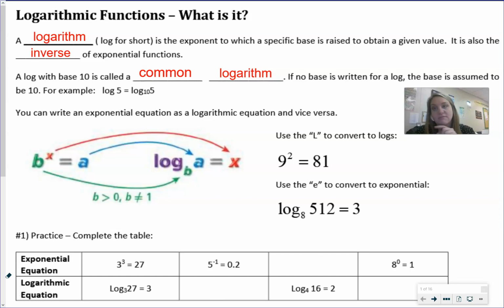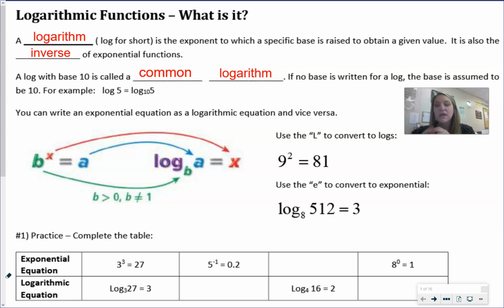Okay, so got some fill in the blank and some vocab for you. So what is a logarithm? All right, a logarithm, which we say log for short, it's the exponent to which a specific base is raised to obtain a given value. All right, these are the inverses of exponential functions.